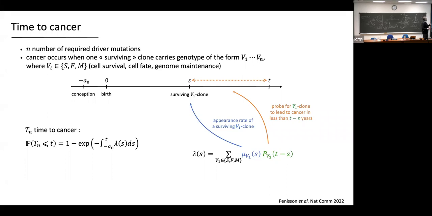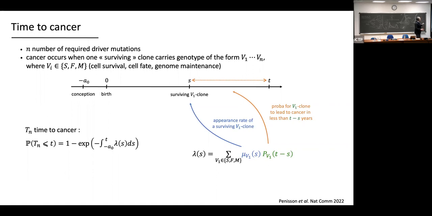So to get a cancer, you need to get these clones, we call them surviving clones, where by surviving we mean hitting that epsilon C size, where the clone is made out of cells that contain a driver mutation that belongs to one of these three types, S, F, or M, the three types I showed you. So it's either affecting cell survival or cell fate or increasing the mutation rate, so genome maintenance.